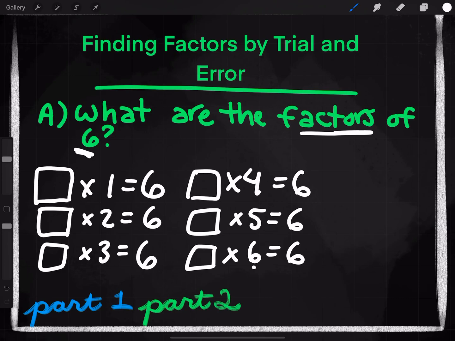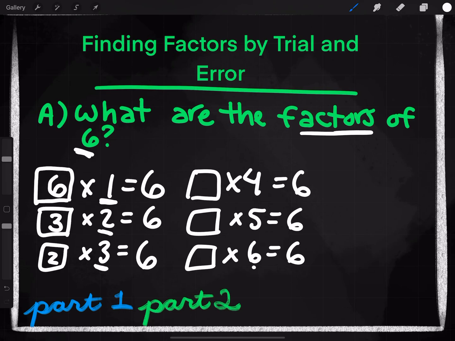So what times 1 equals 6? Okay, I can think of one. There we go. 6 times 1 equals 6, so 1 is a factor. Okay, well, something times 2 equals 6. Yeah, 3, so 2 is a factor. Well, something times 3 equals 6. Oh, yep, so 3 is a factor. We got a lot of factors.